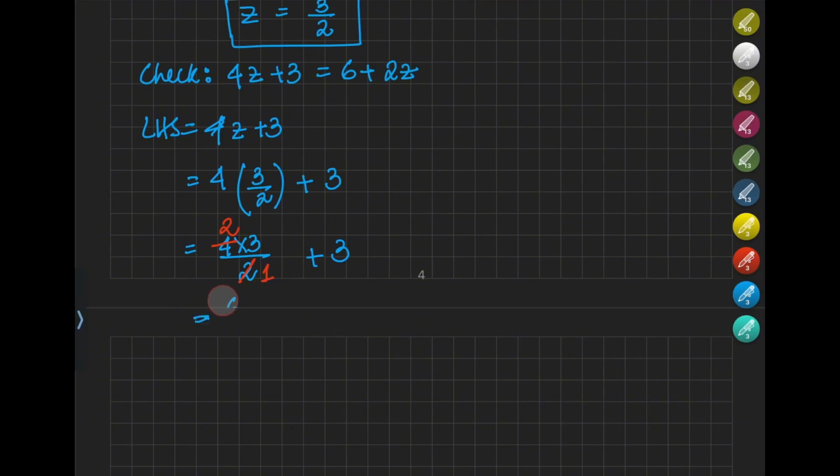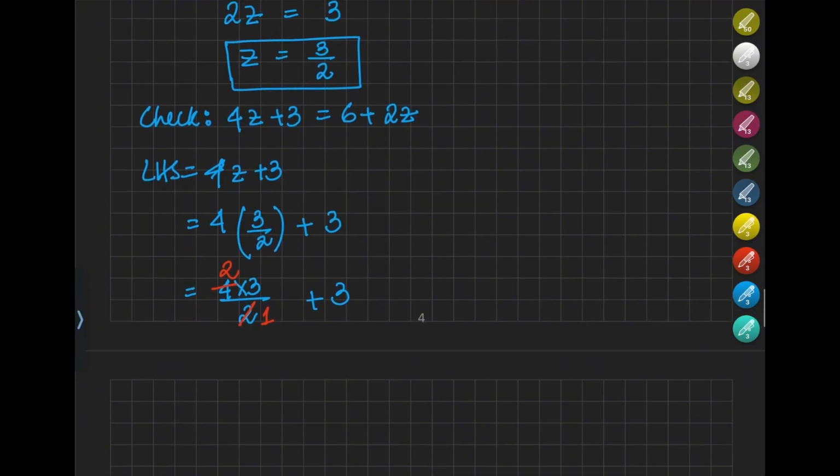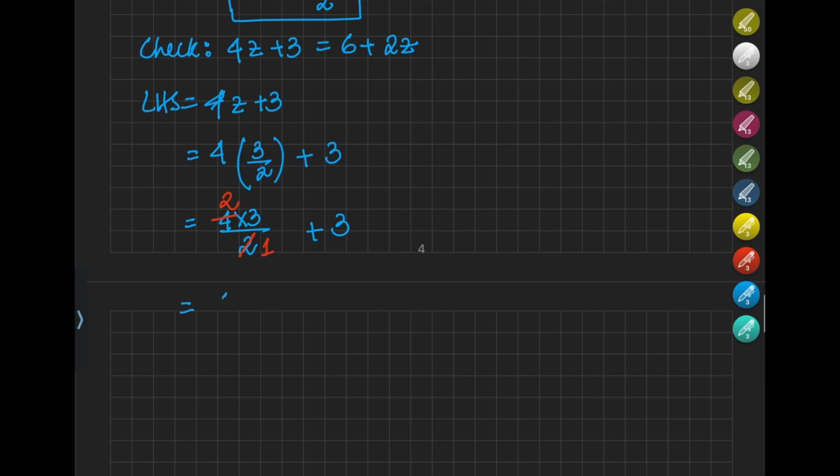2 3s are 6, plus 3, which is equal to 9. This was on the LHS. Now what about the RHS?